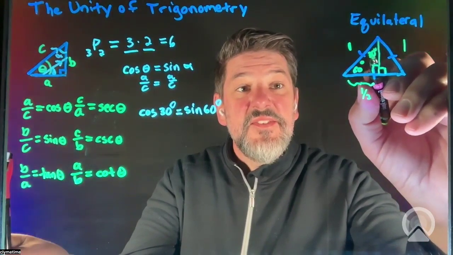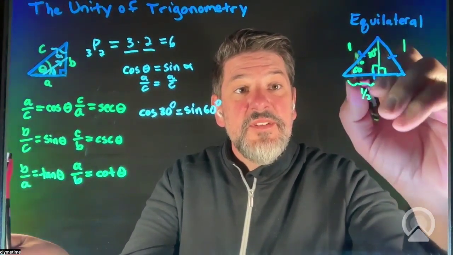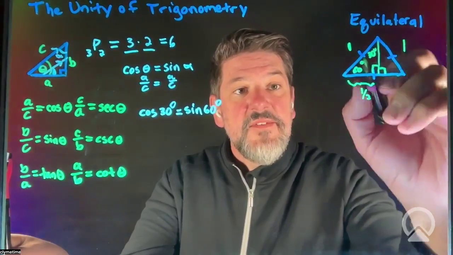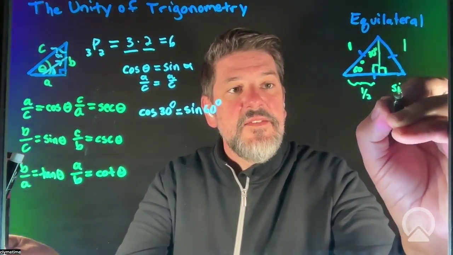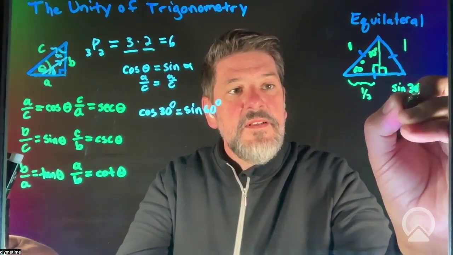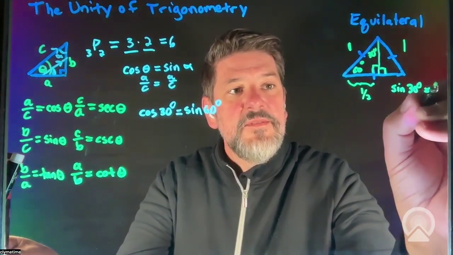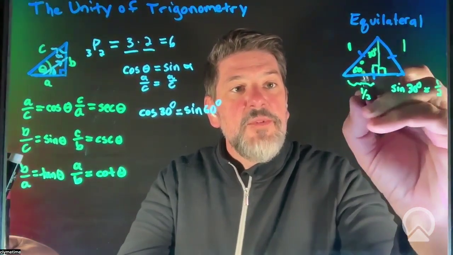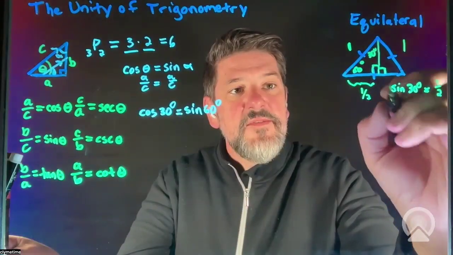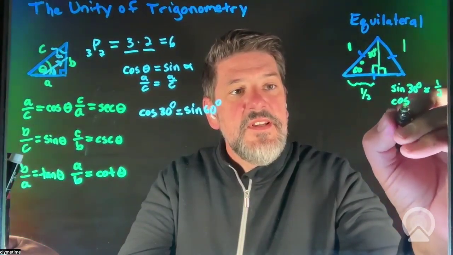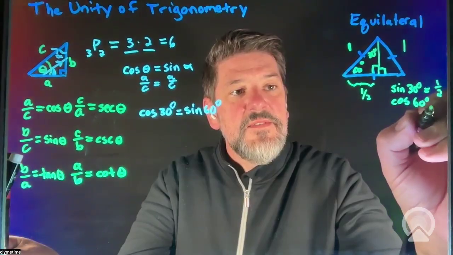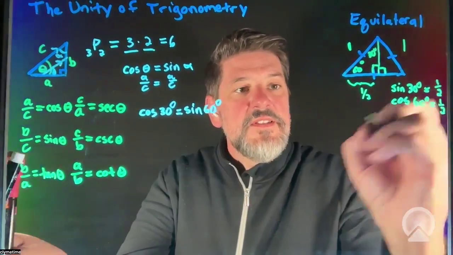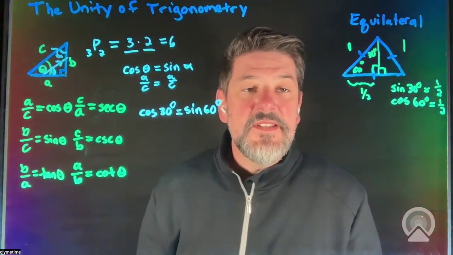So now the ratio of two sides is 1/2 over 1. So the sine of 30 degrees is 1/2 over 1. I'll write that down. Sine of 30 degrees is 1/2 over 1, which is just 1/2. But also the cosine of 60 degrees is 1/2 over 1. So the cosine of 60 degrees gives us the same thing. So we know the sine of 30 and the cosine of 60.